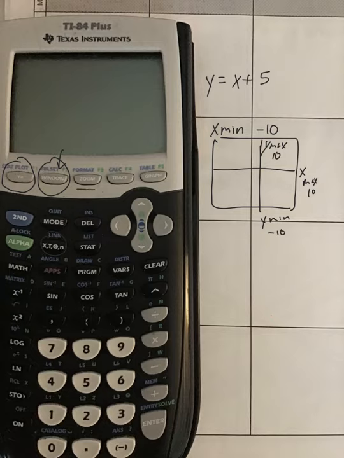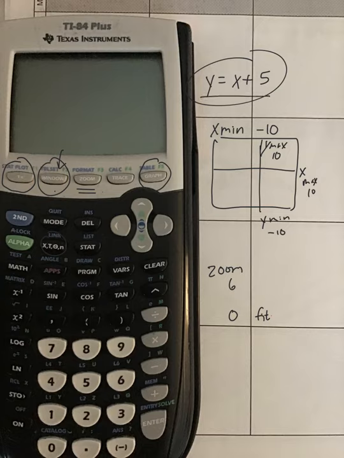Another way to make sure you adjust it is just by hitting zoom. One they always use is zoom 6 for standard. Zoom 0 is like zoom fit, so that will automatically adjust your graph to fit the window. Once you adjust either the window or the zoom, you would then hit graph, and then you would see your graph that you put in the y equals.